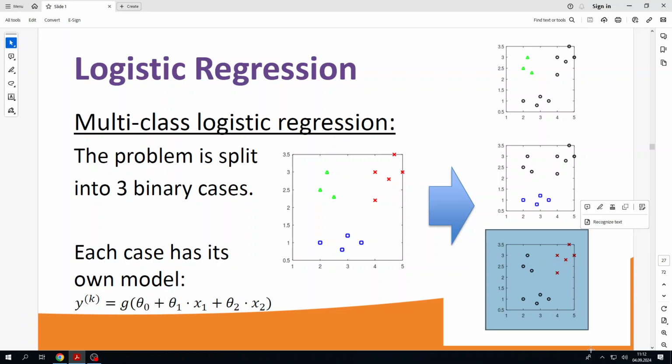Each of them is going to give you the answer as a probability: the probability that this is a green triangle, the probability that this is a blue square, and the probability that this is a red cross.